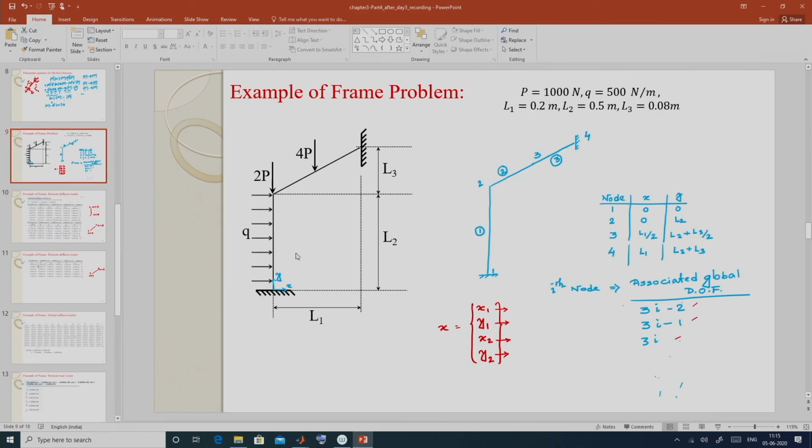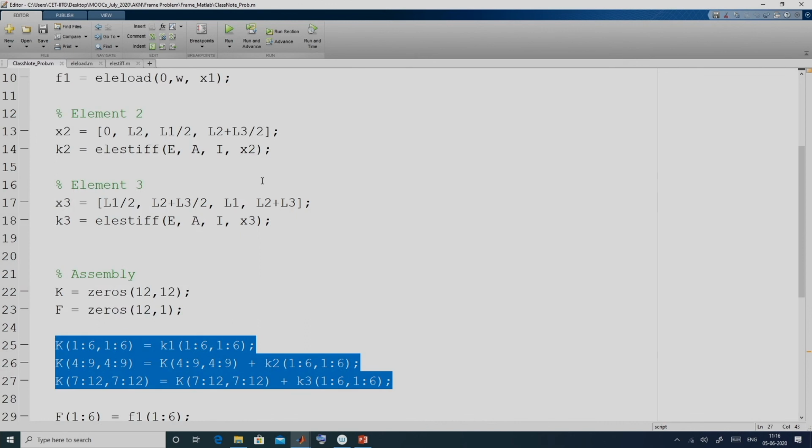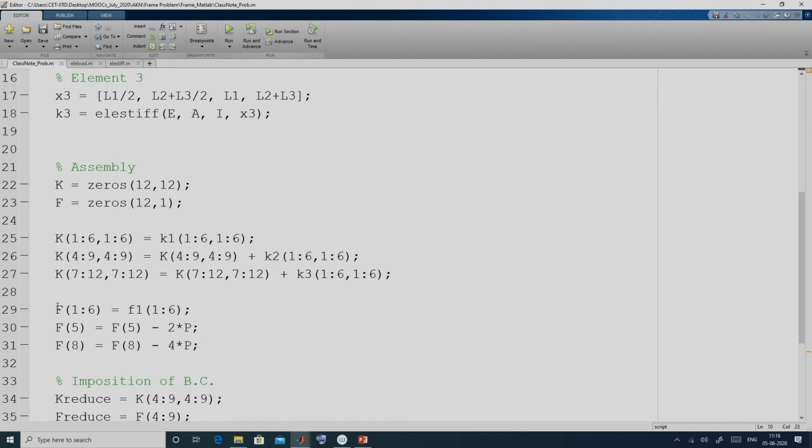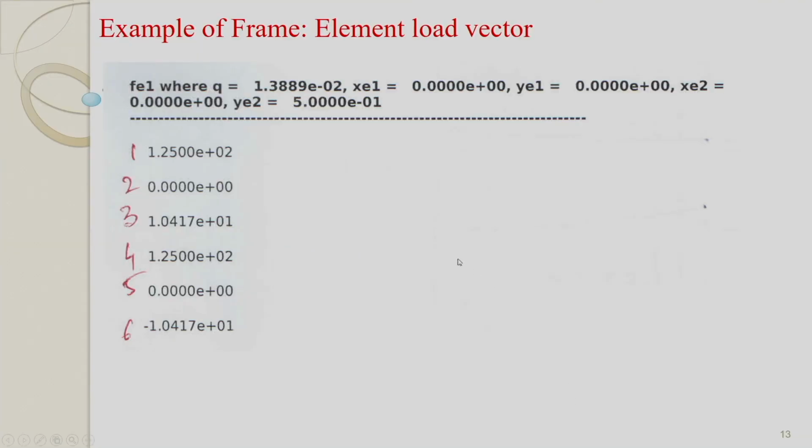Now for load vector, only element 1 has some distributed load, which is calculated in this F1. So the location of this F1 in global load vector is 1 to 6. So we assign this in this global load vector F. So this is our F1, these are the global degrees of freedom.